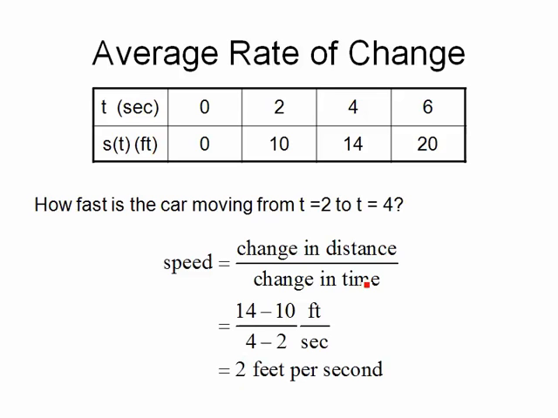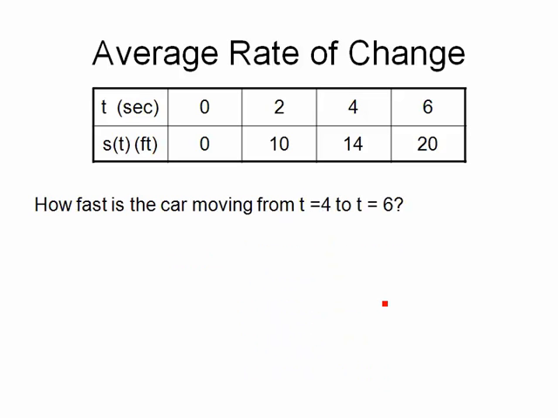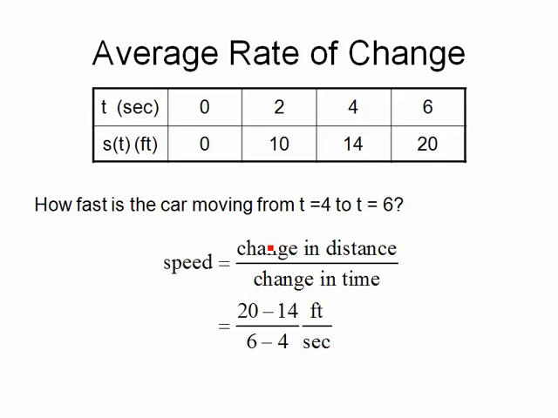Since we divided feet by seconds, the units are going to be feet per second. The per indicates that we were dividing these quantities. What if we look at how fast the car is moving from t equals 4 to t equals 6? Now we're looking at a different set of points, but we can still figure out the change in position and the change in time. The change in distance is 20 minus 14, or 6, and the change in time is 6 minus 4, 2, and that gives us 3 feet per second.